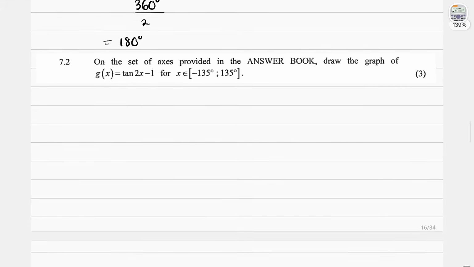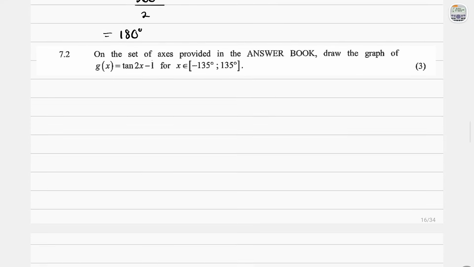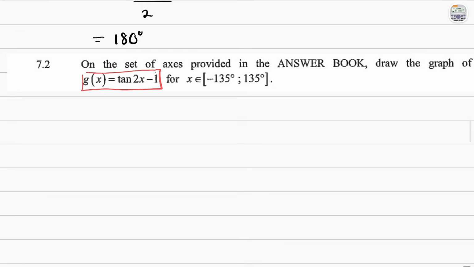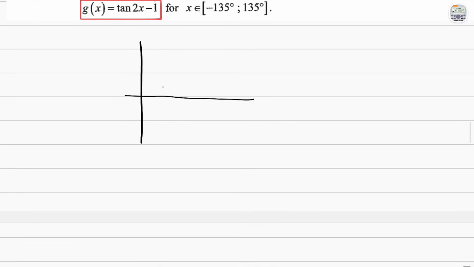The next question says 7.2, on the same set of axes provided in the answer book, draw the graph of g of x which is equal to tan 2x minus 1 for the same interval. So tan 2x minus 1. It also has a 2 in front of it. Just remember from the previous question, you saw what the tan graph looked like, a brief example from question 6. It looks like this. So it goes up and then there's an asymptote at 90 degrees, and then it comes from being really close to the asymptote and then goes like that.